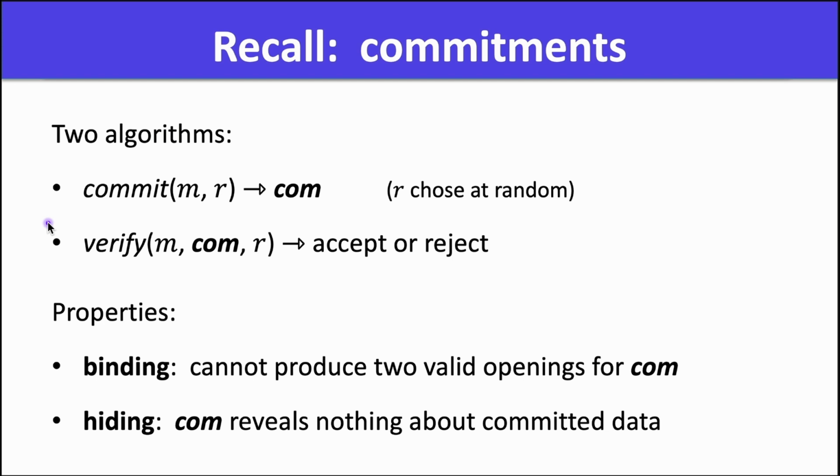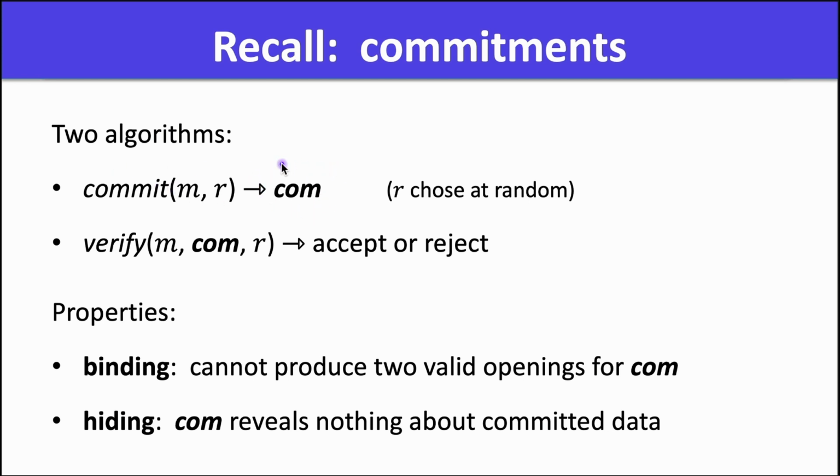This concept is implemented by two algorithms, which we call the commit and verify algorithms. The commit algorithm is run by the committer Bob, and the verify algorithm is run by the receiver Alice. The commit algorithm will commit to some message M using some random value R. So Bob will choose a random value R and commit to the message M using this randomness R. And this commit algorithm will output a short commitment string.